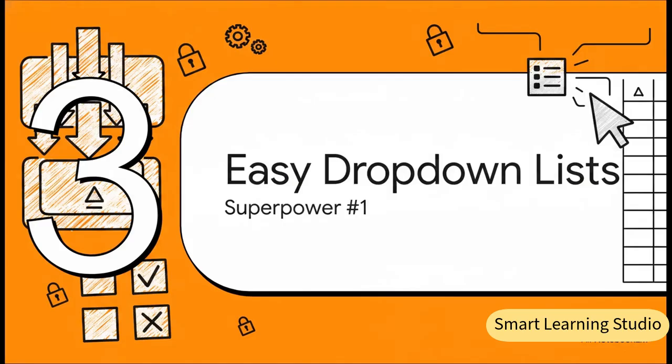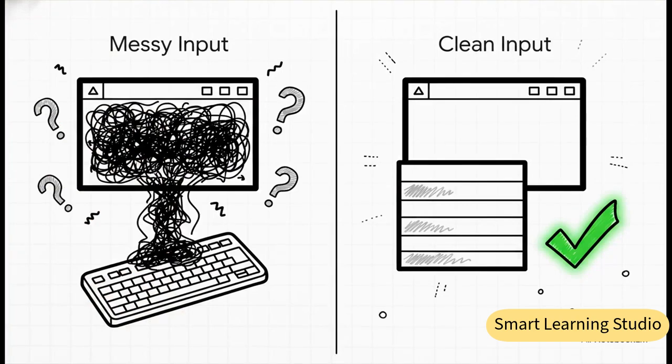Section 3. Creating easy drop-down lists. Superpower number 1. All right, picture this scenario. You're building a sheet and you need users to enter department names, right? Like finance, HR, IT, or marketing. If you just let them type it out, someone's going to enter human resources, someone else is going to type H.R. and suddenly your data is a complete mess. To get total consistency across branches, status updates, or product categories, we just eliminate manual typing altogether.